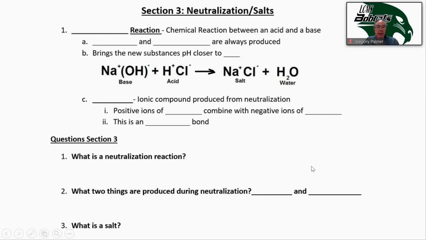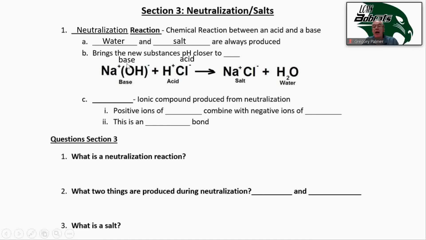And what happens if you mix them together? It's called neutralization. Okay, it's nothing exciting. It neutralizes. It becomes less acidic or less basic. Okay, so it's called a neutralization reaction. It's a reaction between an acid and a base. Okay, water and some kind of salt is always produced, and it brings the new substance closer to 7.